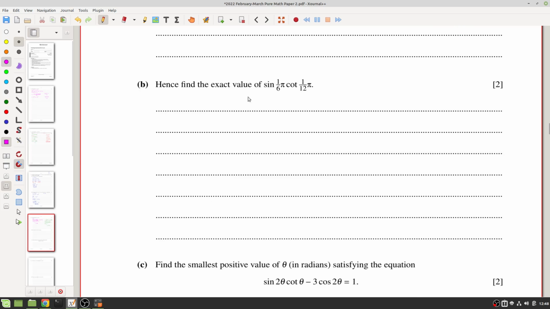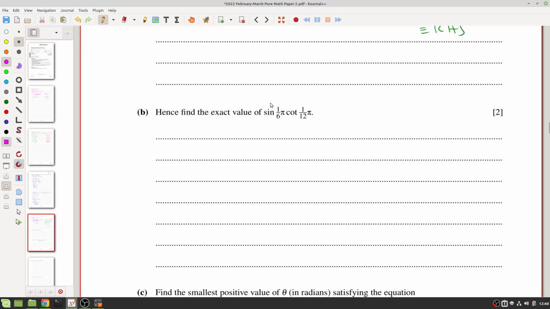Question B. Okay, hence find the exact angle or exact value of this. So here we can see this is sine of 2. So basically, let me write this down. So this is basically saying sine of 2 times pi over 6, oh, that's an ugly 6 and an ugly pi, times cot of pi over 12.